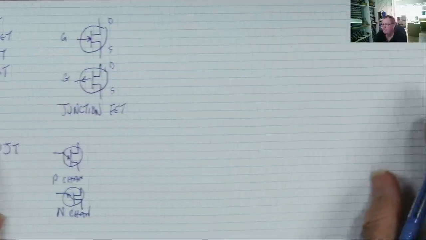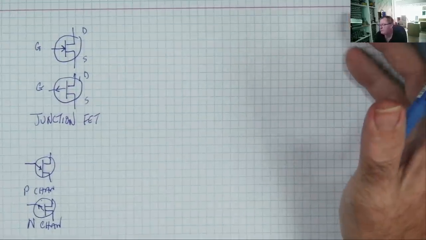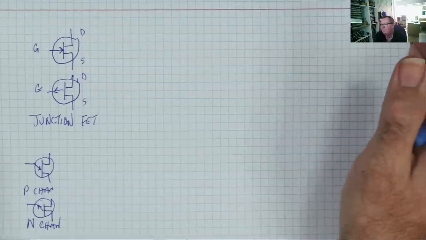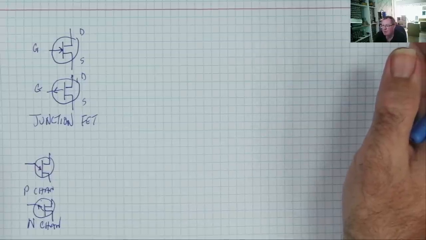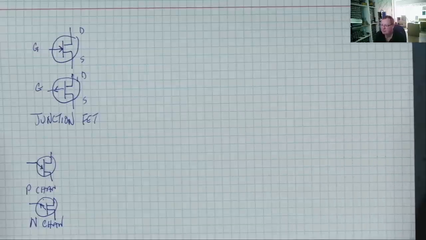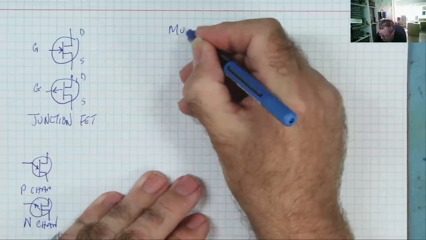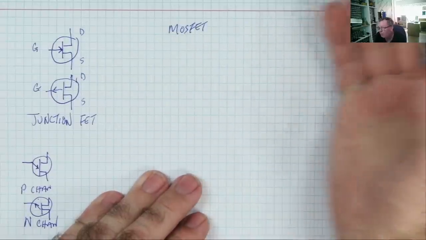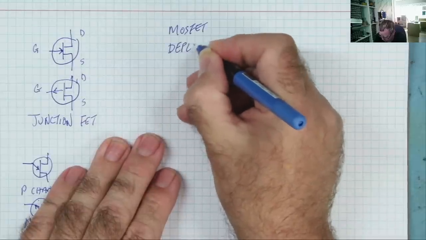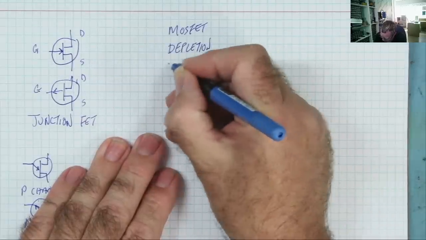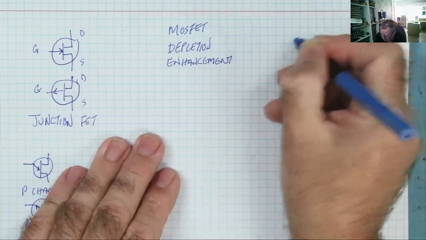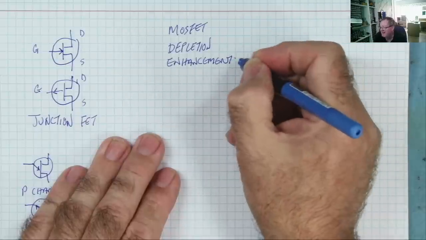With the MOSFETs, the symbol for the MOSFET is actually quite complex, but it's usually simplified. So I'll draw you the simplified version and the full version. Use whichever you prefer. I use the simplified one myself, but at least you'll recognize the different types if you come across them. So MOSFETs come, if you like, into four types. So we basically have depletion and enhancement. Most MOSFETs are enhancement MOSFETs.